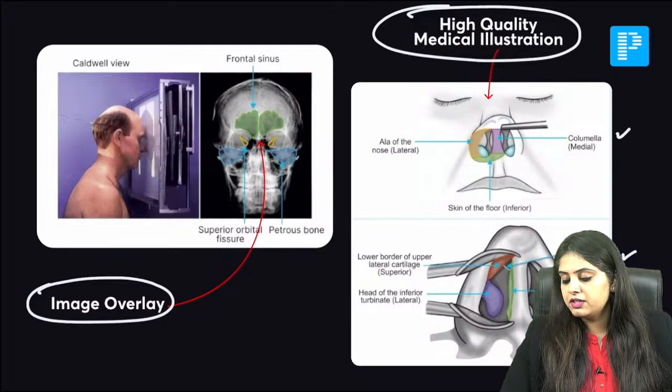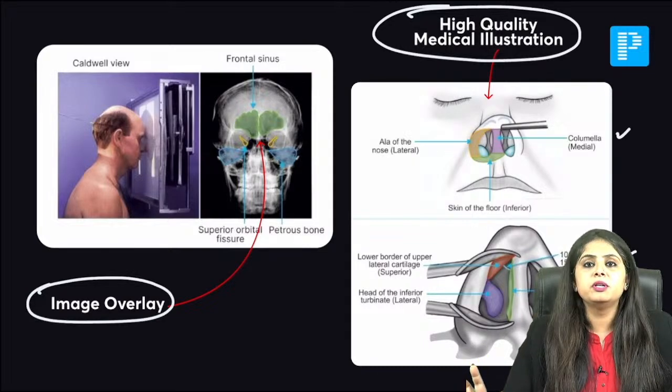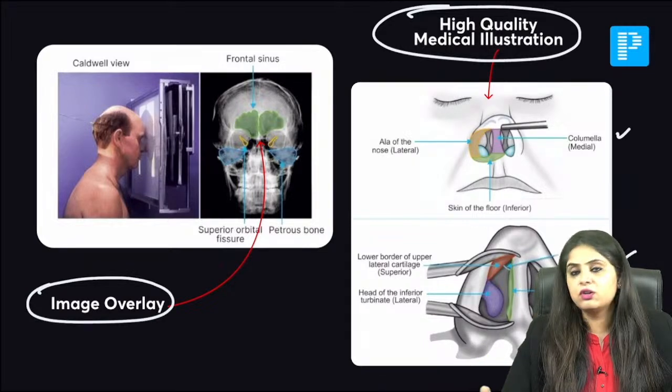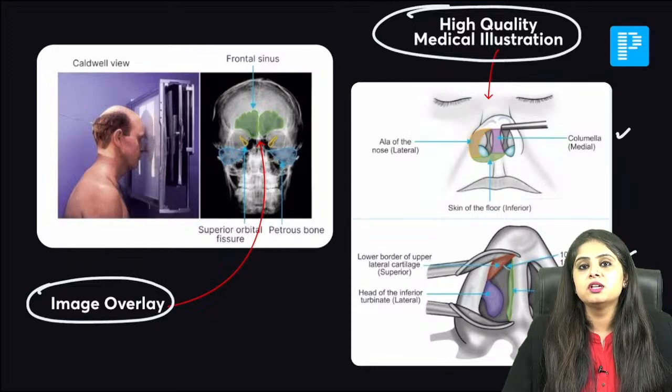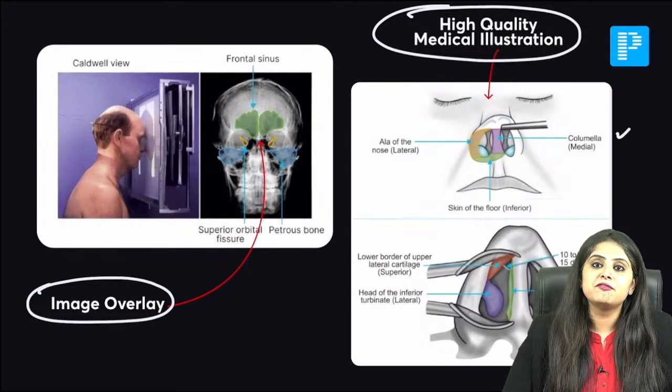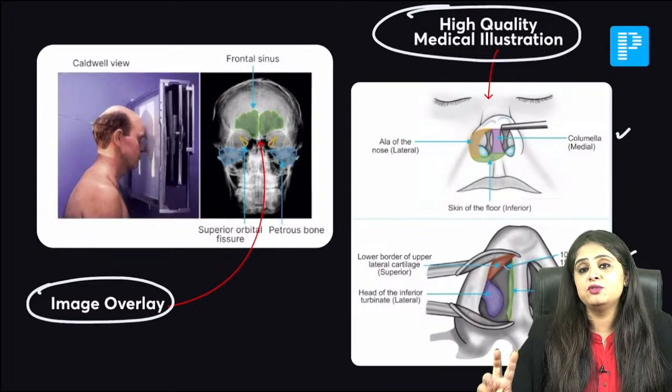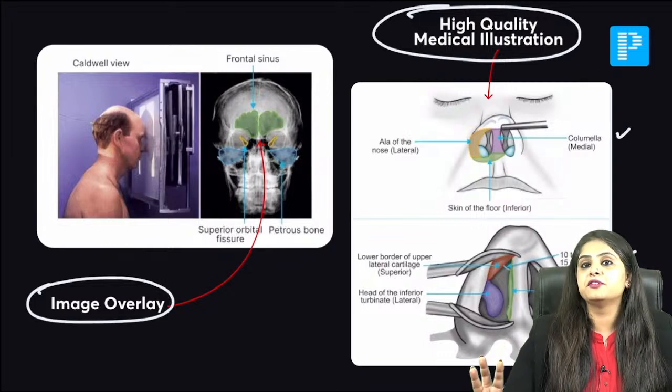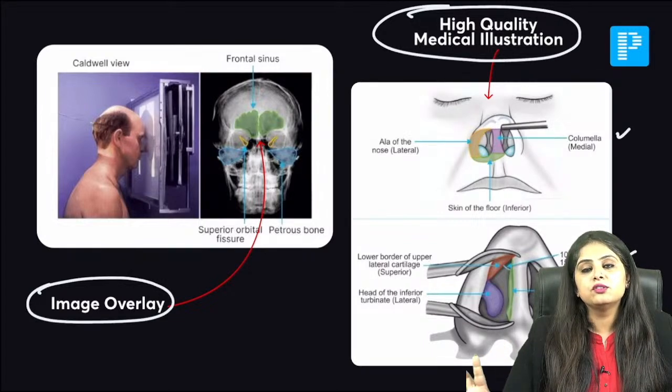Rapid revision is enough for NEET-PG. This, I think, I have openly and very honestly said multiple times. I did not say that rapid revision is enough for NEET-PG. I said rapid revision plus QBank plus grand test. That is enough for NEET-PG. Rapid revision alone is not enough for NEET-PG.